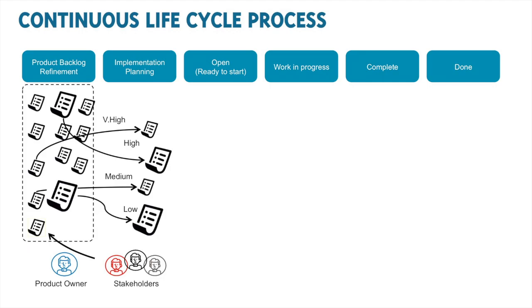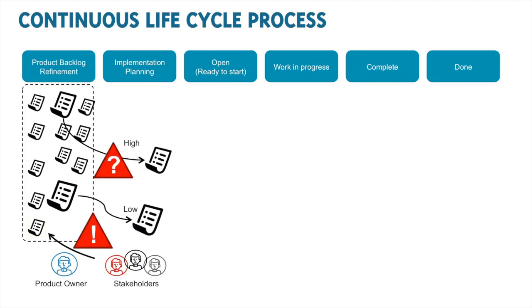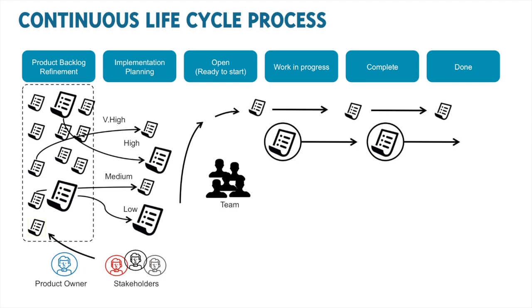A continuous life cycle process. As the product owner is constantly soliciting requirements from their stakeholders and adding them to the backlog, they find they're constantly changing priorities and have limited control of the inbound scope of work. From time to time, a more urgent requirement will immediately jump to the top of the implementation queue.